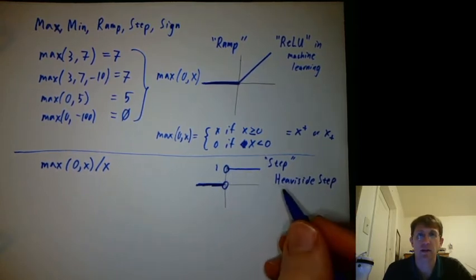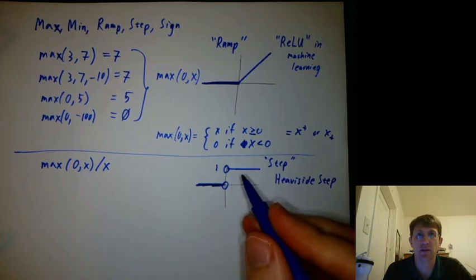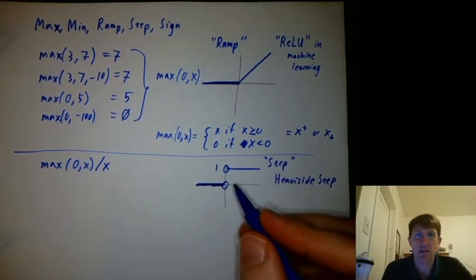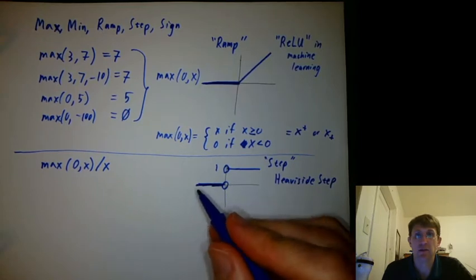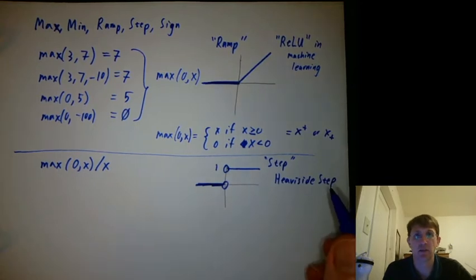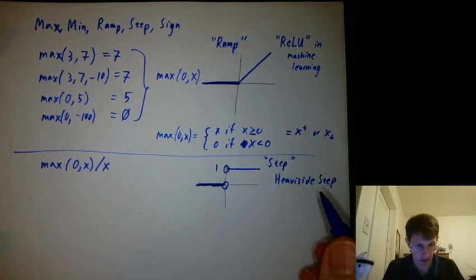I think it's kind of funny that the person's name was Heaviside and this function looks like it's heavier on one side than the other. So it's like turning on a light switch. You have 0 current and then bang, all of a sudden you have full current, at least in a very simple view of light switches.